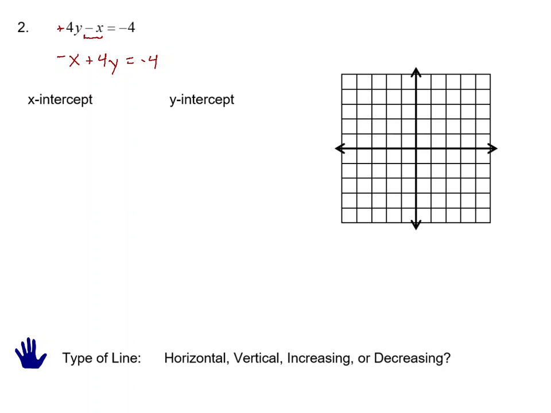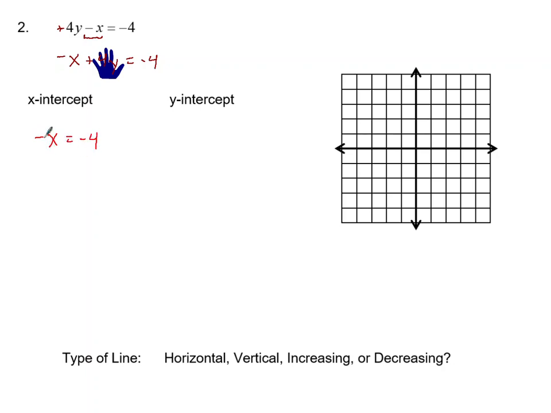Let's find our x-intercept. And I'm going to use the cover-up method. If I'm looking for the x-intercept, I'm going to cover up the y term. And what am I going to see? I see negative x equals negative 4. So I'm going to write down negative x equals negative 4.